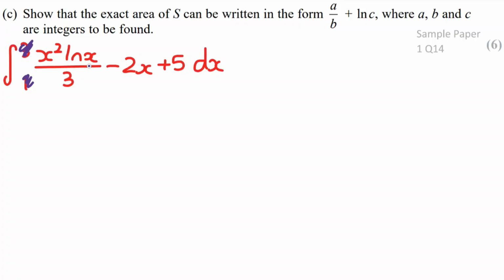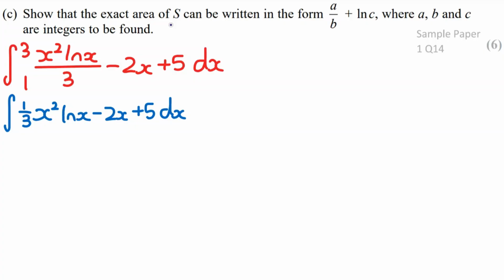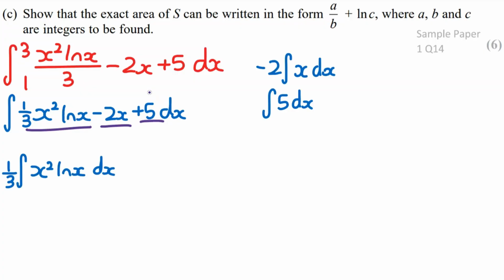What we first need to do is actually focus on integrating this function here. And just by the way, I've rewritten this x squared natural log of x over 3 as 1 over 3 x squared natural log of x, as this is just a bit easier to integrate. Okay, so we have 3 terms here, and as I've talked about before, when we have multiple terms, we can consider the terms individually and integrate them individually to stop us from getting overwhelmed.